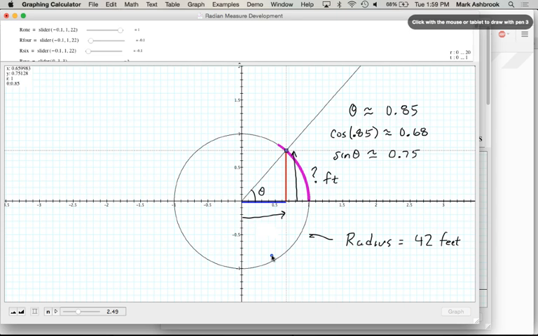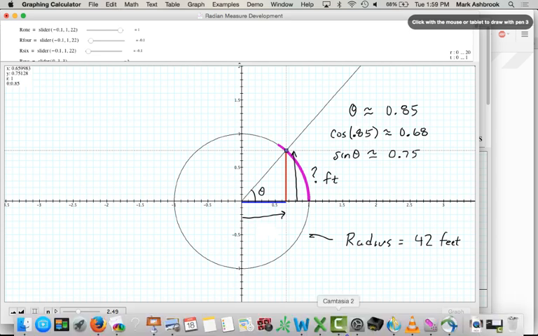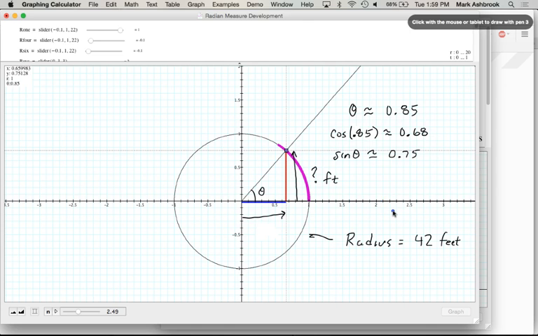Zach, you're up. That first one. 28.5. I'm interested in process, not answers. Oh, sorry. That's right. So you take the radius length, 0.68, multiply it by the 42 feet. Right. Yeah, so we want 0.68 of 42, right? We want 0.68 of 42. And so you got 28.6 feet.